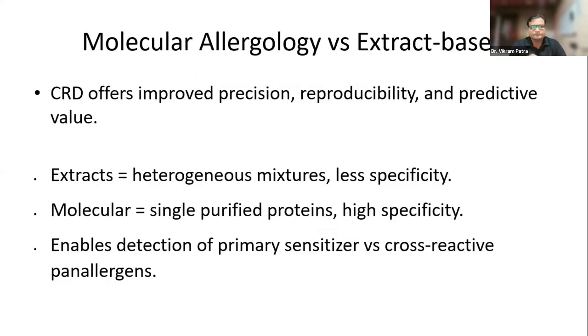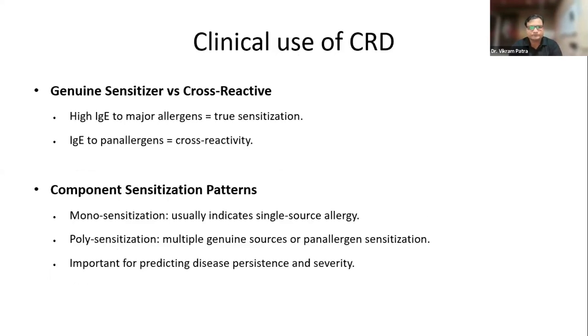So what is the difference, basically? As I mentioned, it offers improved precision, reproducibility is more because they are standardized, and predictive value is more. The crude extracts are heterogeneous mixtures, so the specificity is less. When it comes to molecular, the specificity goes high because we are taking single purified proteins. Thus we can detect primary sensitizers versus cross-reactive pan-allergens.